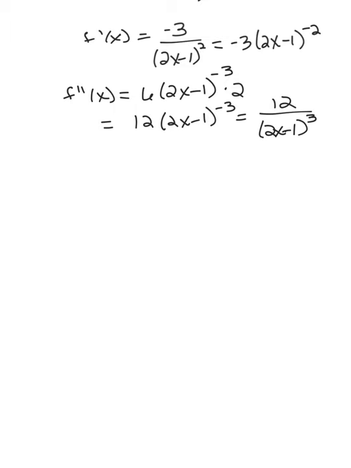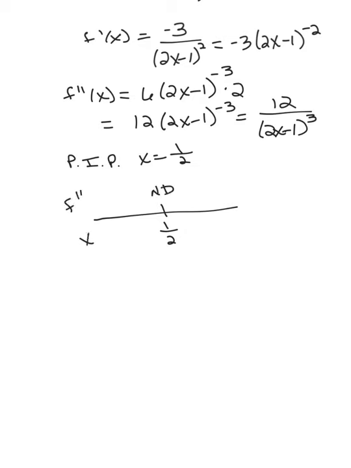Now that we know our second derivative, we need to find the possible inflection points. The possible inflection points happen where the numerator equals 0 and where the denominator equals 0. This numerator cannot equal 0 because there's no variable. The denominator equals 0 at x equals 1/2 again. So we're going to put 1/2 on our number line. And this is where the second derivative is not defined.